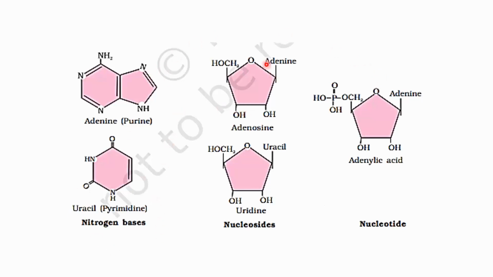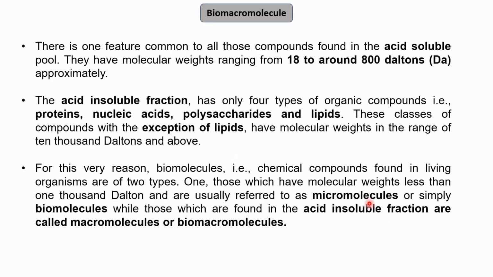As I mentioned, when we add a sugar moiety to these nitrogen bases, they form nucleosides. For example, adenosine and uridine are examples of nucleosides. And if I add a phosphate group to these nucleosides, they will form a nucleotide. For example, if I add a phosphate group to this adenosine molecule, it will form adenylic acid, resulting in the nucleotide. Now, this was about the biomolecules.